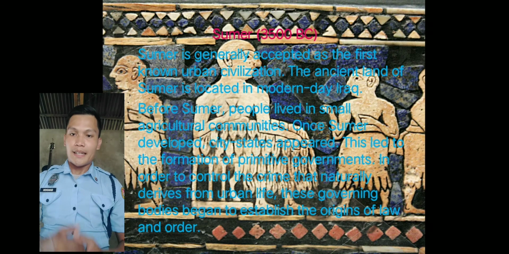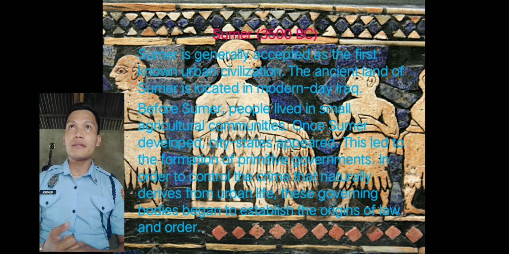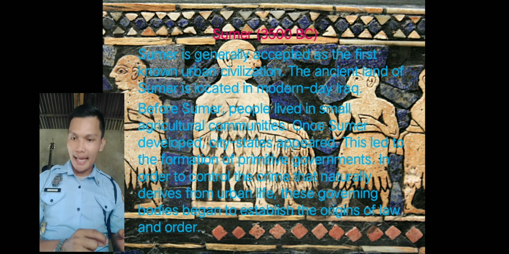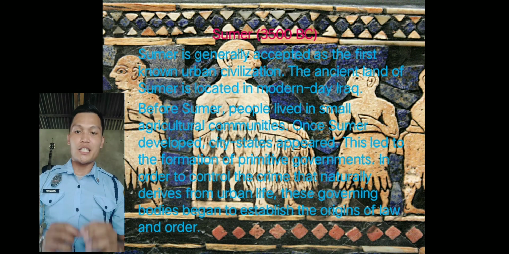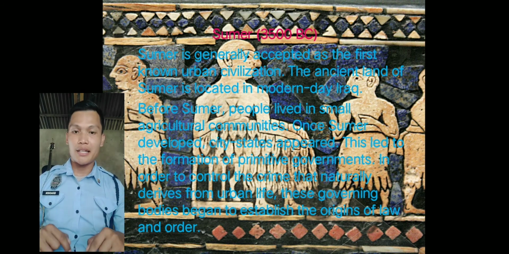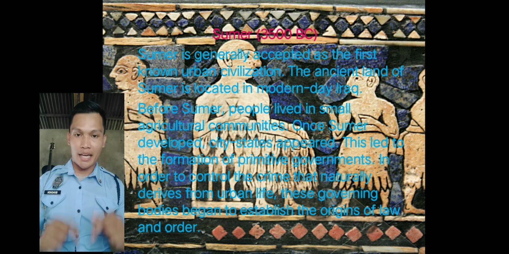Sumer, in the late 3500 BC. Sumer is generally accepted as the first known urban civilization. The ancient land of Sumer is located in modern day Iraq. Today, it is where it is located.